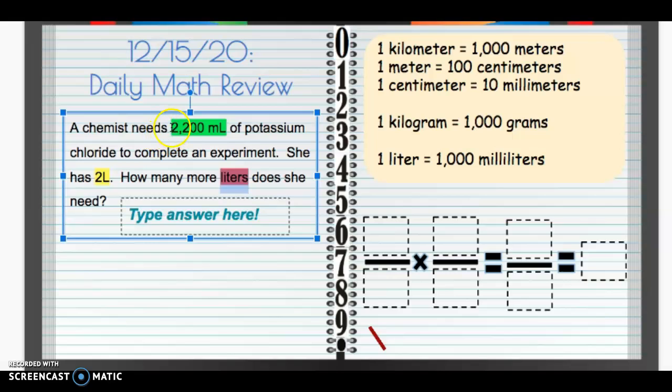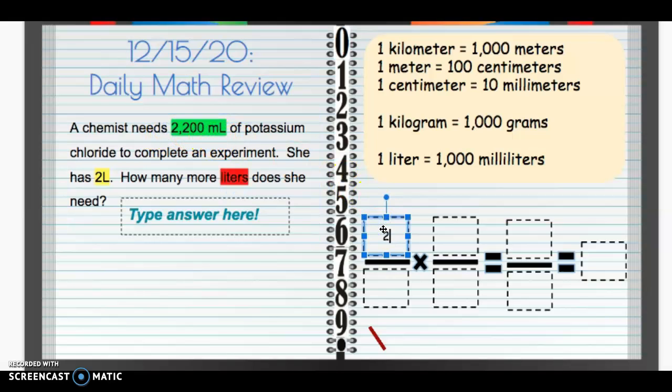So we're starting, because we start on green, with 2,200 milliliters. Okay, we always put it over 1. We're trying to get to liters. So we're trying to get rid of milliliters. So we find our conversion.